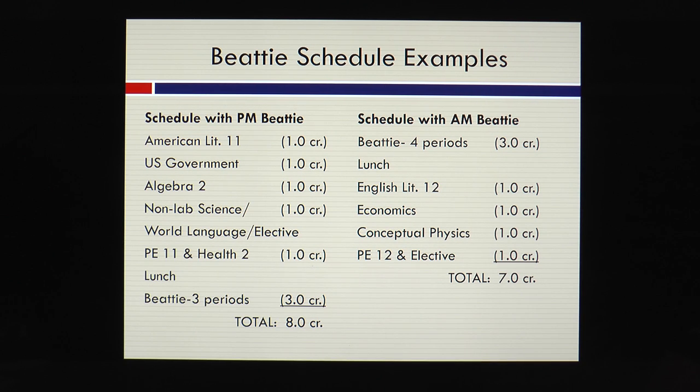Here are some Beattie schedule examples. You can choose between PM Beattie or AM Beattie. Please note that AM Beattie does require you to be out of the building for an extra period. If you're scheduling for PM Beattie, you will have your first 6 classes here and then go to Beattie in the afternoon for periods 7, 8, and 9. If you are scheduling AM Beattie, you will be at Beattie for the first 4 periods of the day and be here periods 5 through 9. The max you can have with an AM Beattie schedule is 7 credits.